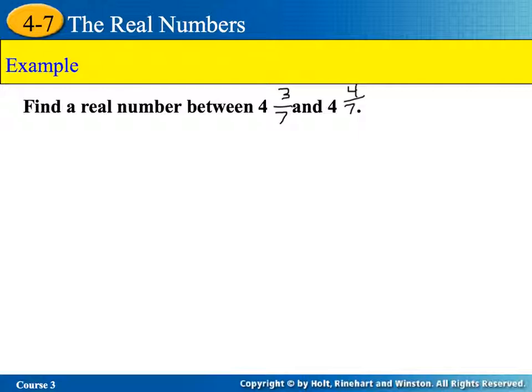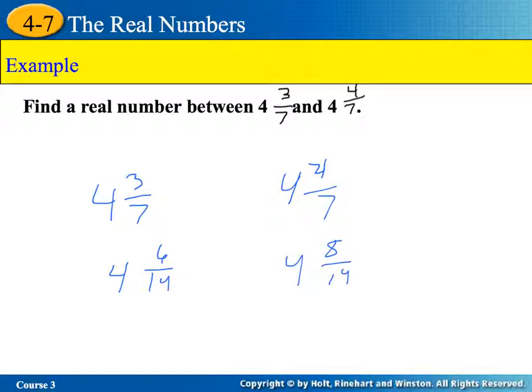All right, it says 4 and 3/7. It also has 4 and 4/7. I'm going to get a common denominator. Common denominator of 14, which is 4 and 6/14 and 4 and 8/14. Is there a number between 4 and 6/14 and 4 and 8/14? Yeah, it's 4 and 7/14. Right in the middle of them.